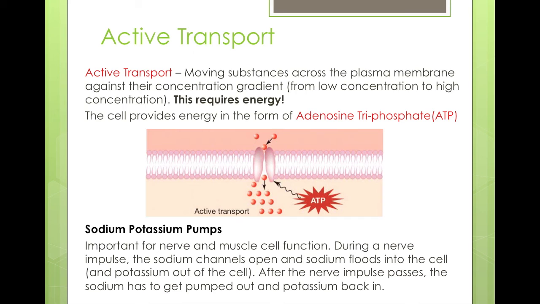to open and close, and what happens is the sodium floods into the cell and potassium floods out of the cell, and it allows the message to pass on from one nerve cell to another nerve cell, and that's what allows your body to send signals around.